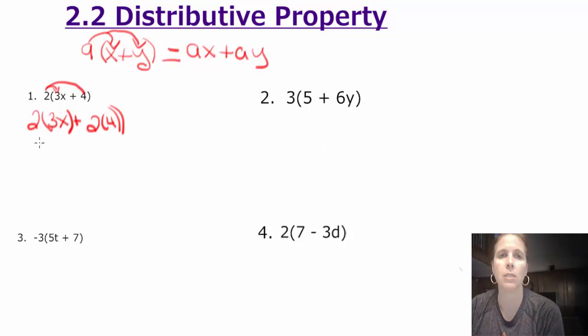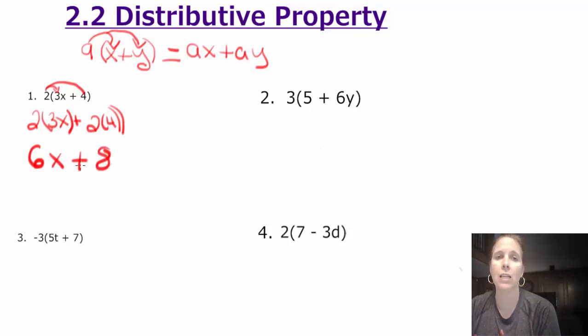So 2 times 3x is 6x plus 2 times 4, which is 8. And you're done because these are not like terms, so you cannot add those together. You just leave them there.